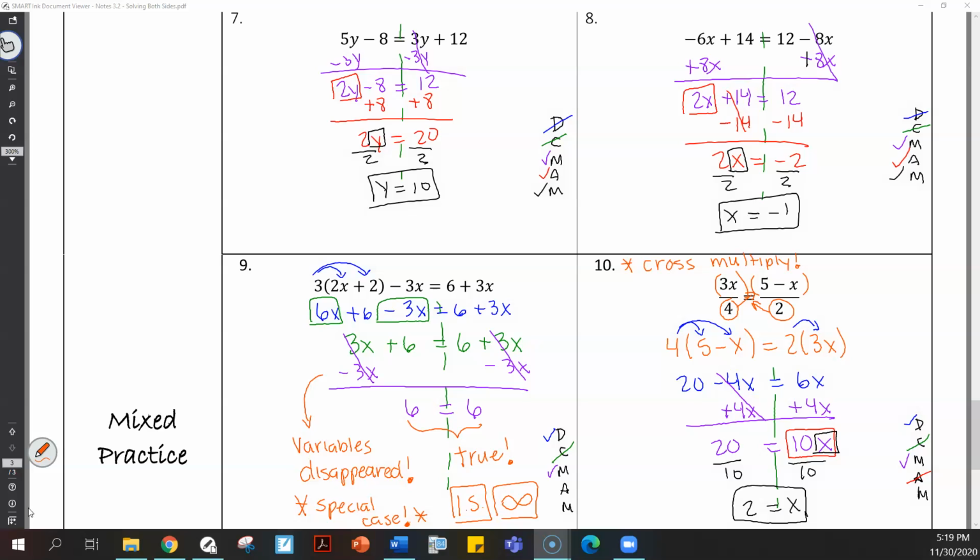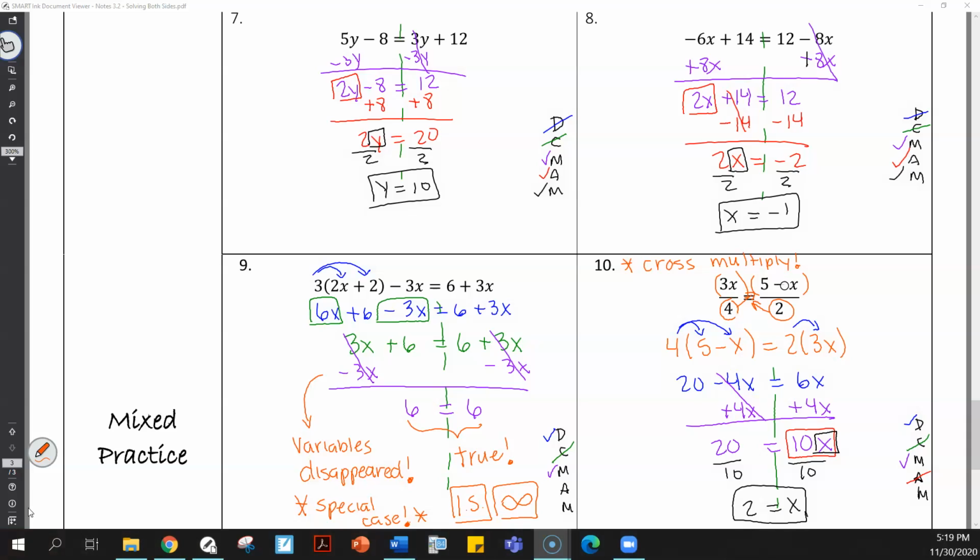For number 9, again, I just solve it the way that I'm used to, except right here when I move my variables, I notice that all of my variables disappear. So this is a special case. It's going to be infinite solutions or no solutions. In this case, I end up with 6 equals 6, so that's going to be infinite solutions because it's a true statement.